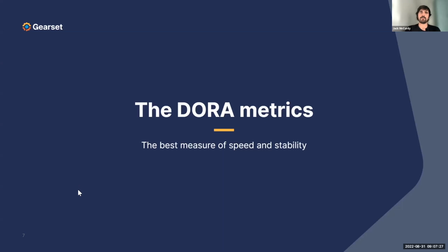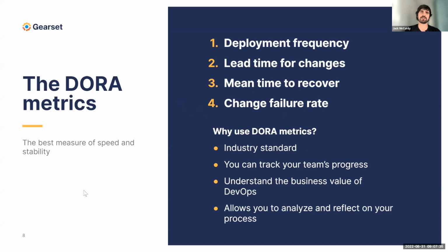Thanks. So the DORA metrics. Let's cover these off so that we have a bit of a reminder about what they are and what it is that we're looking to measure. So we have deployment frequency, lead time for changes, mean time to recover, and change failure rate as those four metrics. And we're using these ones again because they're industry standard.